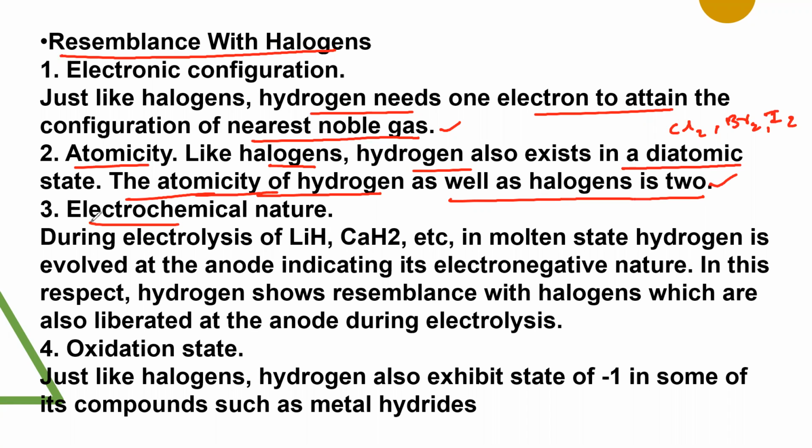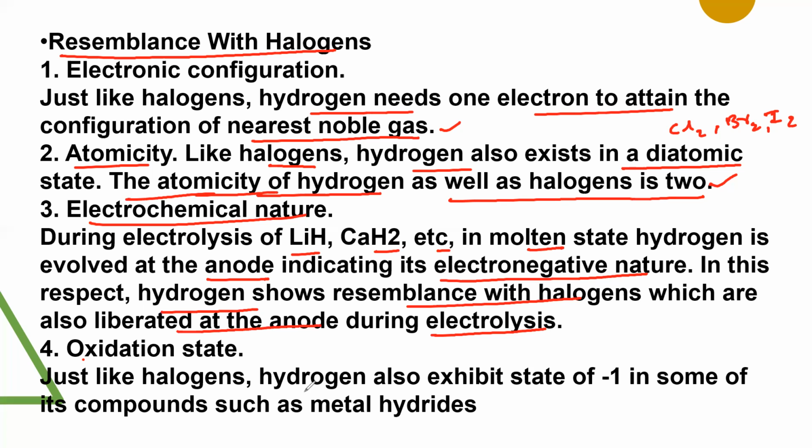Next, electrochemical nature. During electrolysis of lithium hydride, calcium hydride, etc., in the molten state, hydrogen is evolved at the anode, indicating its electronegative nature. In this aspect, hydrogen shows resemblance with halogens, which are also liberated at the anode during electrolysis. All the halogens are obtained at the anode in the electrolysis process.